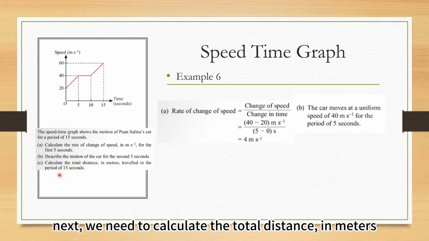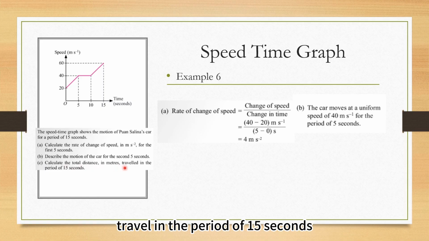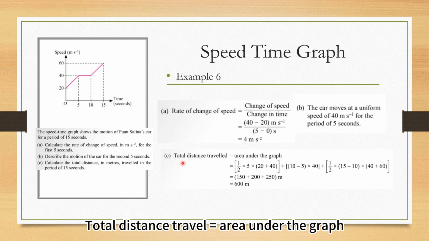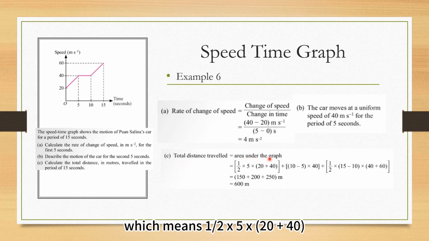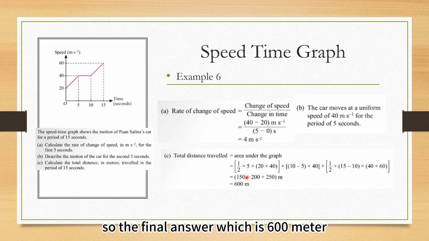Next, we need to calculate the total distance in meters traveled in the period of 15 seconds, which means we need to find the area under the graph. Total distance traveled is equal to the area under the graph, which means 1 over 2 times 5. So this is how the calculation goes. The final answer is 600 meter.